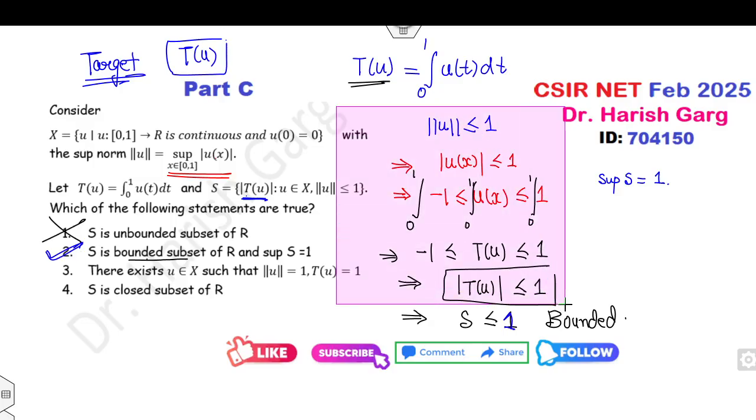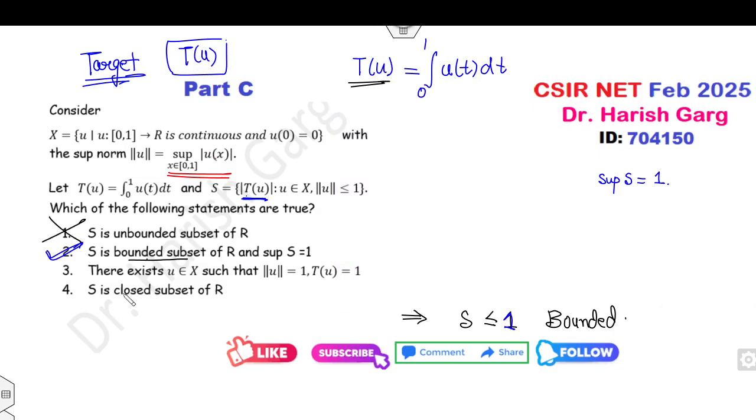Now look at this. S is closed. So that means S is the interval from minus 1 to 1, a subset of R. Now whether it's closed or not, we will check whether the endpoints exist in S or not. Fine. So firstly we will see whether T of U is 1. Whenever the value is equal to 1, that means T of U is 1.